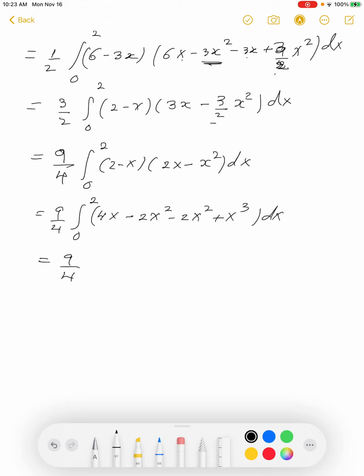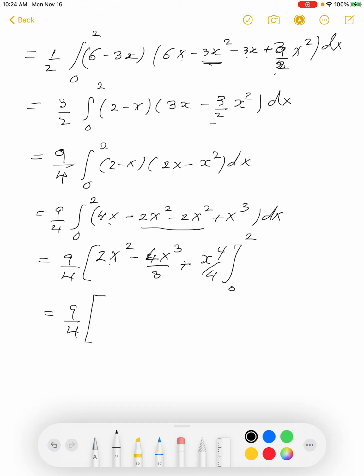So when you integrate this, you are going to get x square by 2, because this is x square by 2, that 2 cancels, you get 2 by 3 x cube. 4 by 3 actually, these 2 will give me 4x square, integral is 4x cube by 3 plus x to the 4 by 4 between 0 to 2.